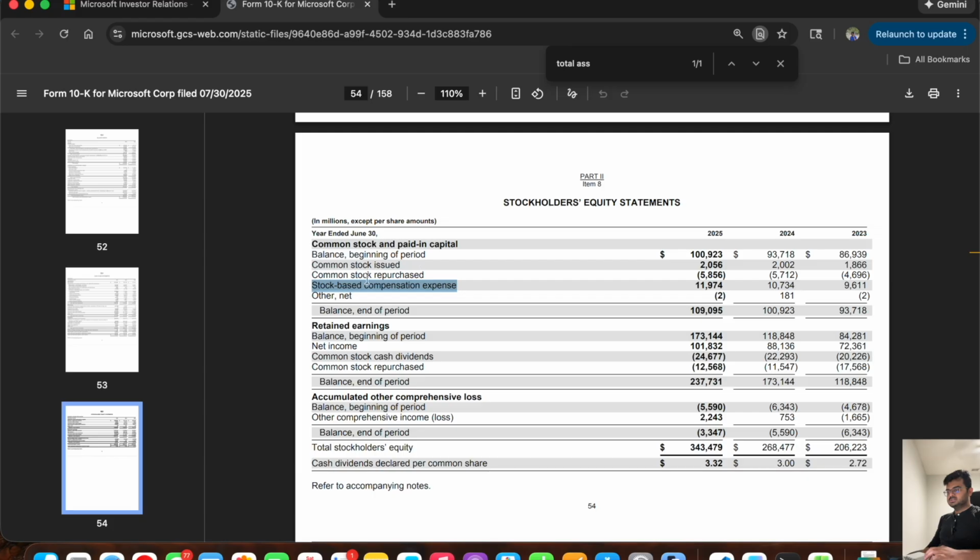By doing this summation, we will get the common stock paid in capital by end of the year for the next 5 years. Similarly, the retained earnings is beginning of period plus net income plus cash dividend plus stock repurchase. We will get this number. So by doing so, we will get the rest of the two items. Let's work on it now.